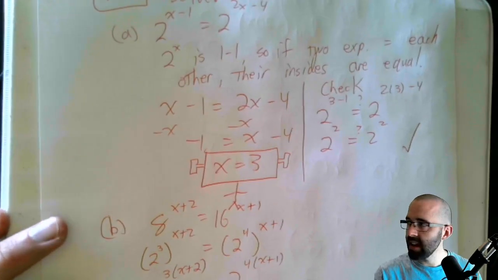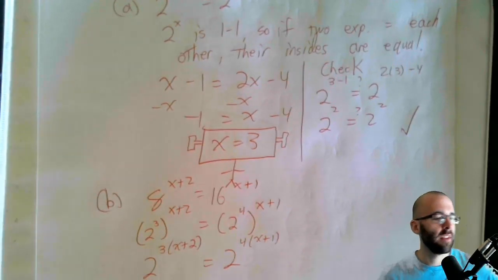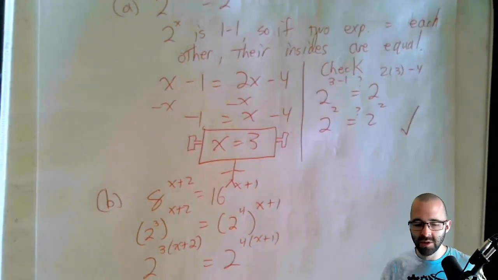Were you lost on part A, Lane, or only B? Did I lose you in part A, or did I lose you in part B?